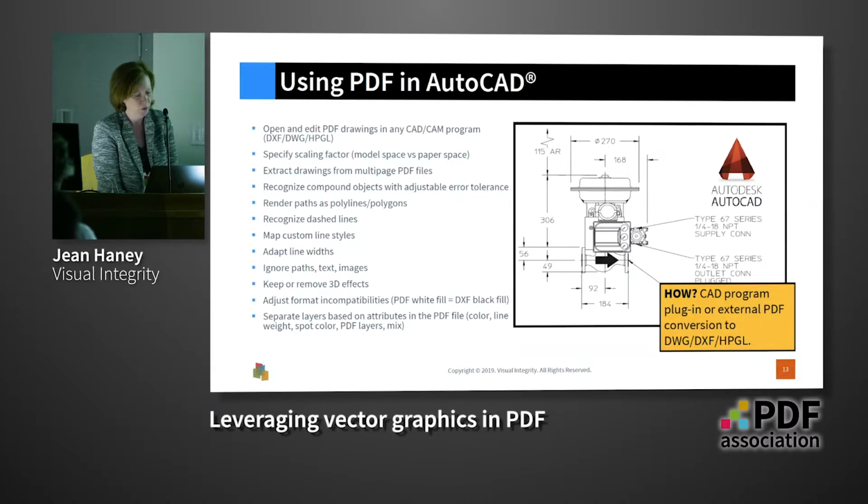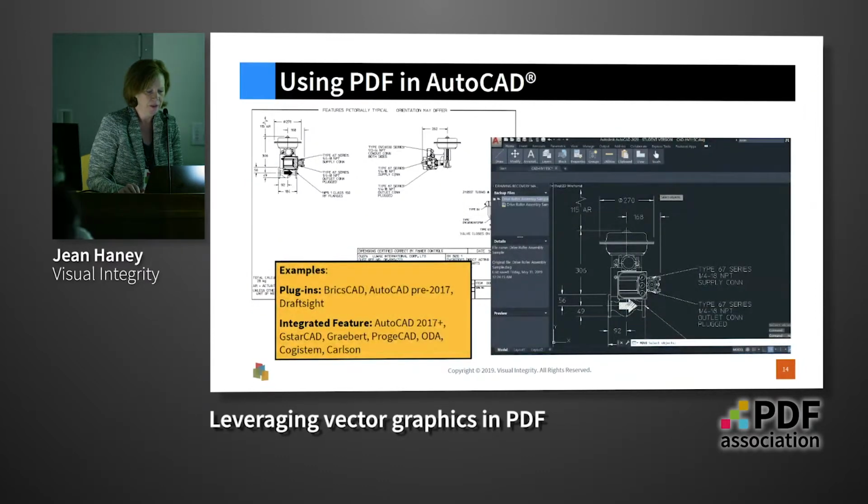Other features include adapting line widths, ignoring paths, text, and images, keeping or removing 3D effects, adjusting for incompatibilities, and also layers, which I talked about. You can do this with external programs and plugins. Many of the CAD programs are starting to add it either themselves or through OEMing technology. So in the CAD world, it's become very common to be able to open and edit PDF. This is an example of what the drawing looks like once it's been imported into AutoCAD.